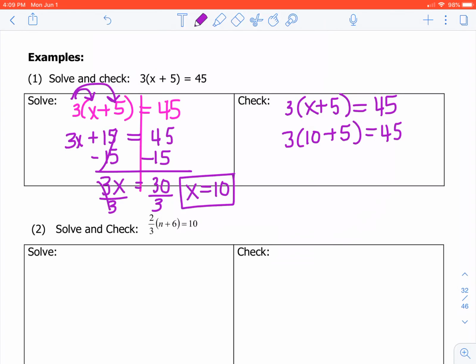We are not going to distribute. Please do not distribute. Because if you distributed wrong the first time, you're probably going to distribute wrong again. So we're going to do what's inside the parentheses first. So leave that 3 alone. 10 plus 5 is 15. 3 times 15 is 45, which is equal to 45. So that does work. That does check.